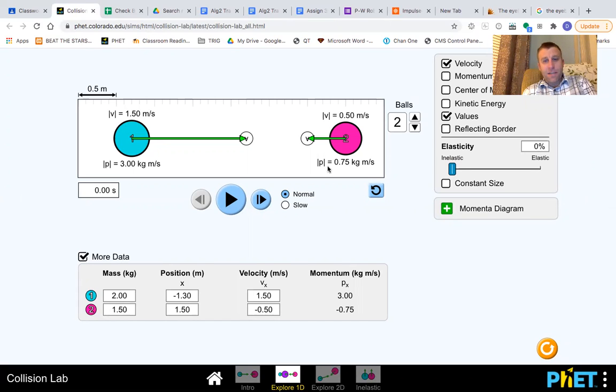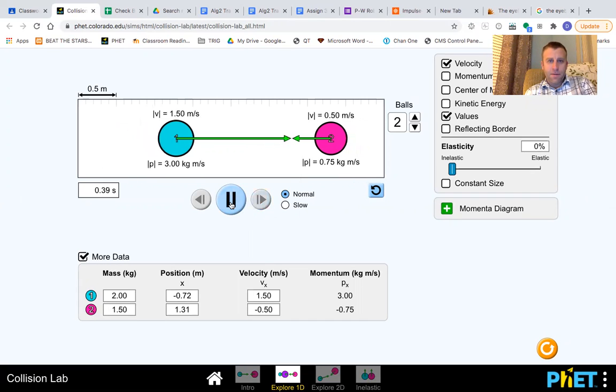0.75. And I'm going to say this is actually negative. They're doing absolute value, I don't know why, but it actually is a negative momentum, I would say, because it's going to the left. So if you think about the total, if I add these together, I've got 3 going right, 0.75 going left, so there's a negative. If I put those together, my total momentum is actually 2.25. Remember that number, 2.25.